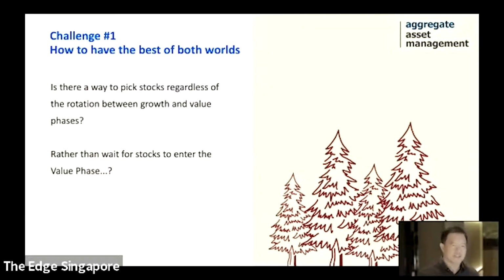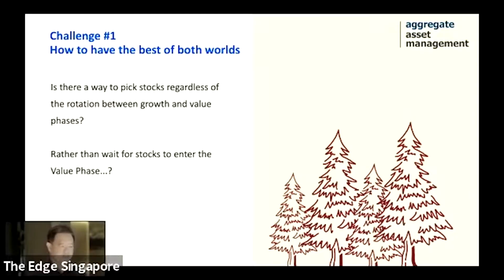So what's the challenge? The challenge is this: is there a way to pick stock regardless of the rotation between growth and value, right? I'm sure those who have just joined us, our Aggregate, right, has always started off as a very strong tenant as a value fund. So do we have to wait for years before the value period kicks in? So can we have the best of both worlds, meaning that value and growth, we will do well in the portfolio? So that's the first challenge.